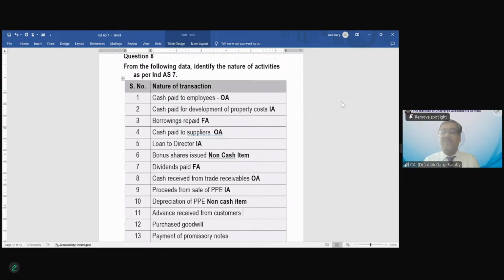Advance received from customer. Operating activity. Operating activities. Operating activity, yes. Purchased goodwill. Investing activity. Purchased goodwill, investing activity.